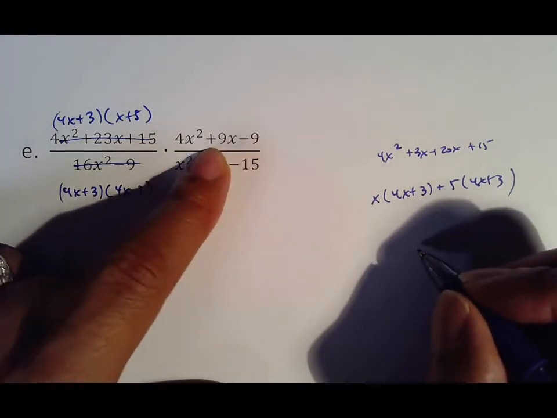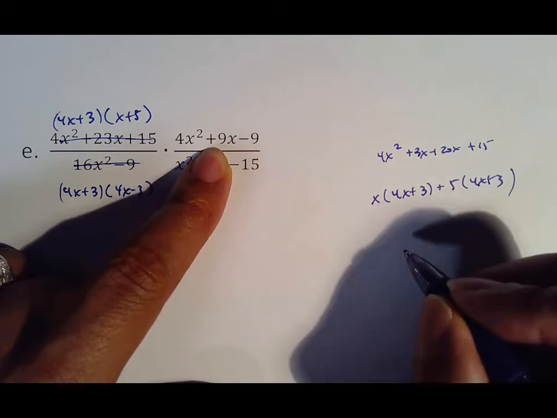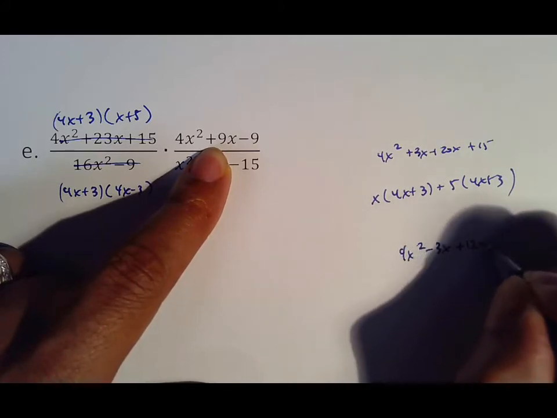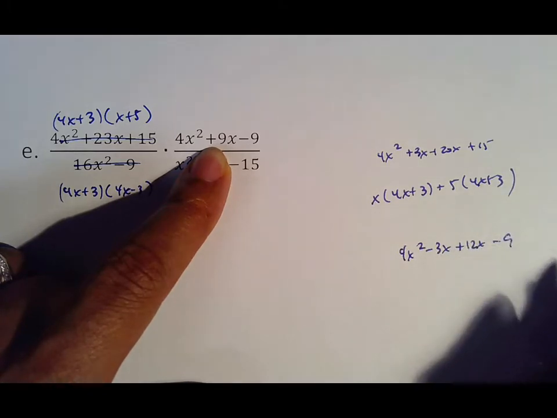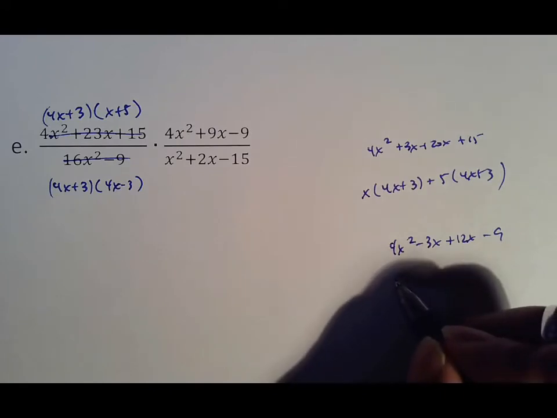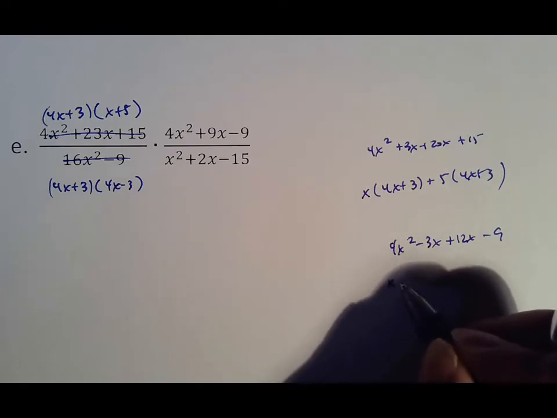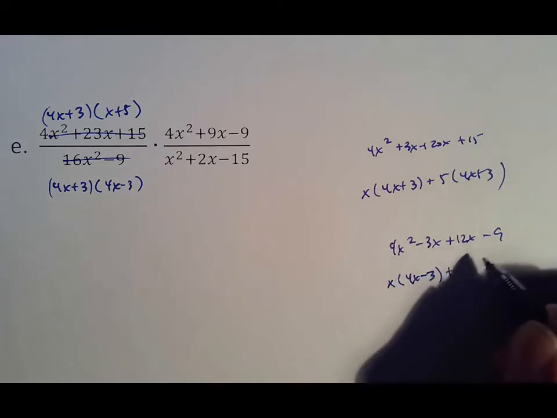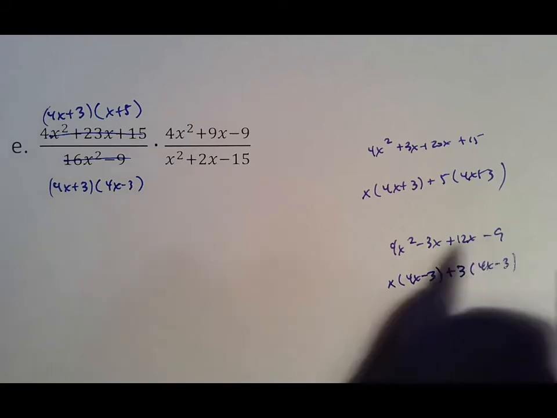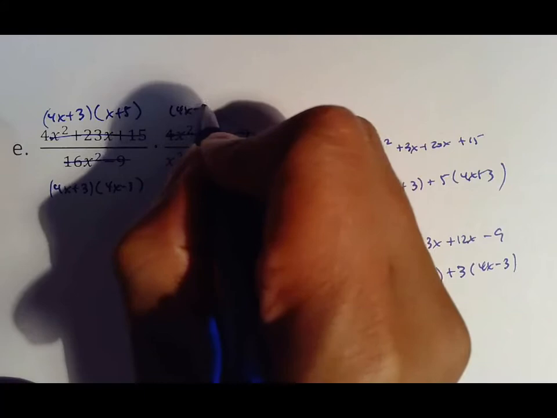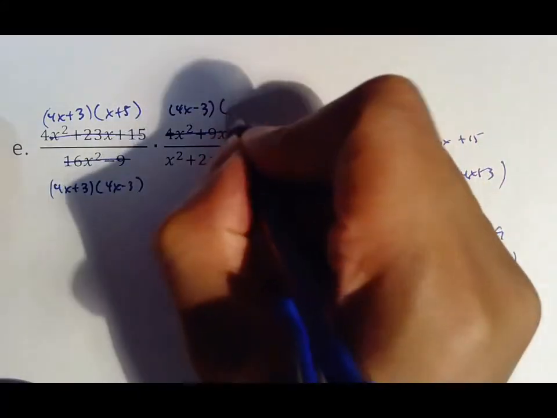If it subtracts, that means the signs are different. So 3 should be negative. So 4x squared minus 3x plus 12x minus 9. Again, feel free to pause the video to verify, but I am just using these skills that I know to factor. So x comes out of this with 4x minus 3 plus 3 comes out of this with 4x minus 3. So again, I understand this is going to be 4x minus 3 times x plus 3.